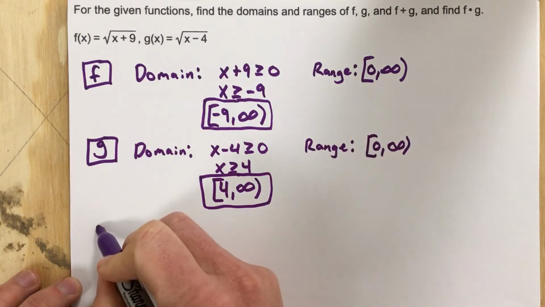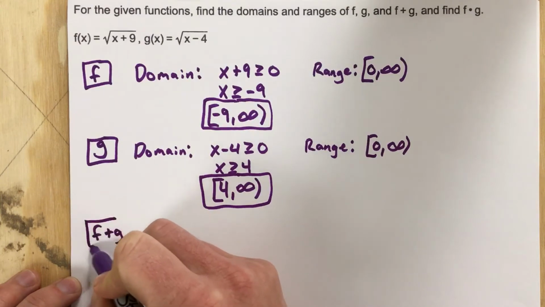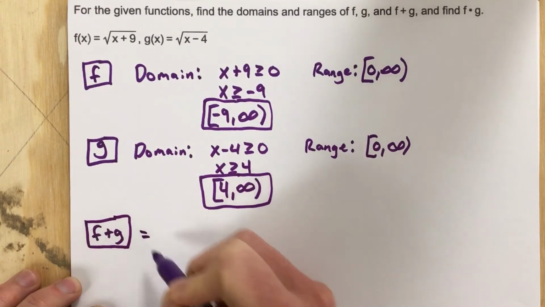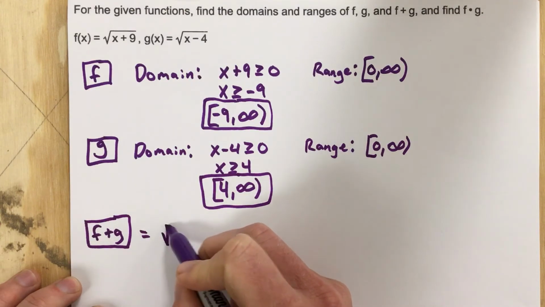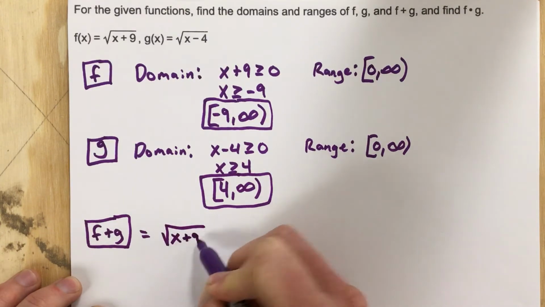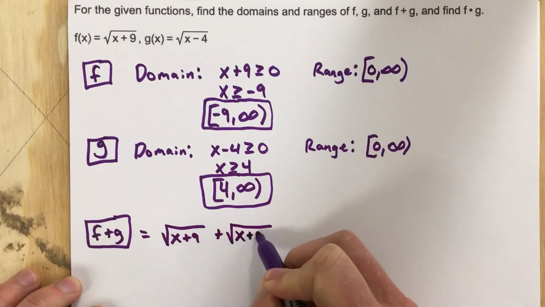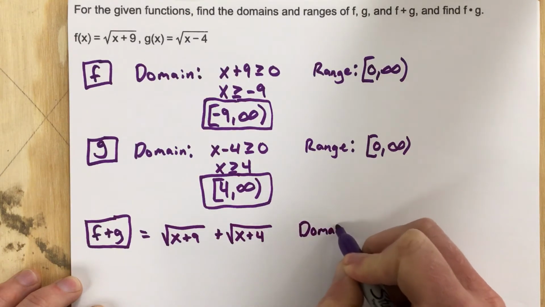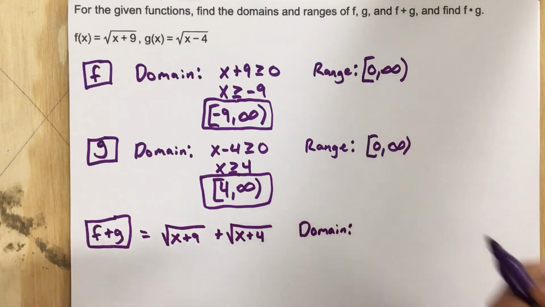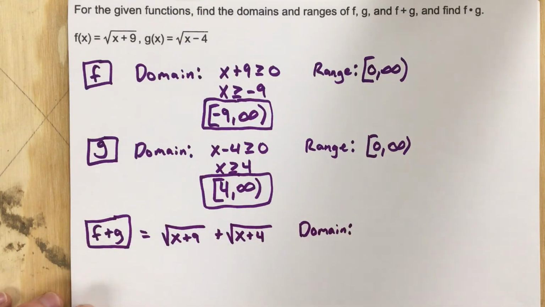Now for f plus g, we'll just write this out. This is root x plus 9 plus root x plus 4. What's the domain here? Well, the domain is going to be the most restricted domain, because we still have two radicals in here. Which one's the most restricted?